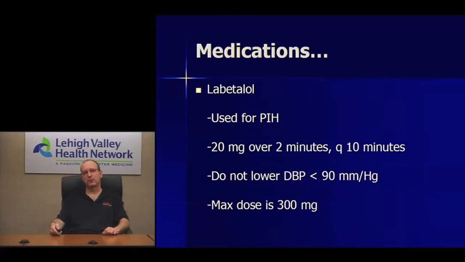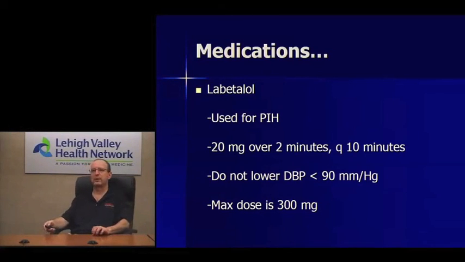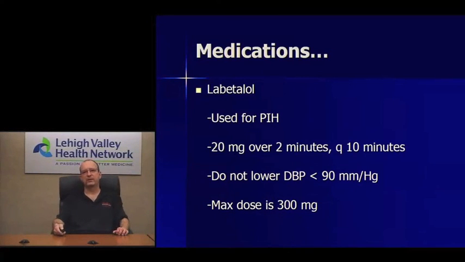Labetalol, something we might use for pregnancy-induced hypertension, especially if there's some symptoms really going on or some signs of the patient being preeclamptic or eclamptic. And it's 20 milligrams over 2 minutes every 10 minutes. And we don't really want to lower the diastolic less than 90. And the max dose is 300 milligrams.